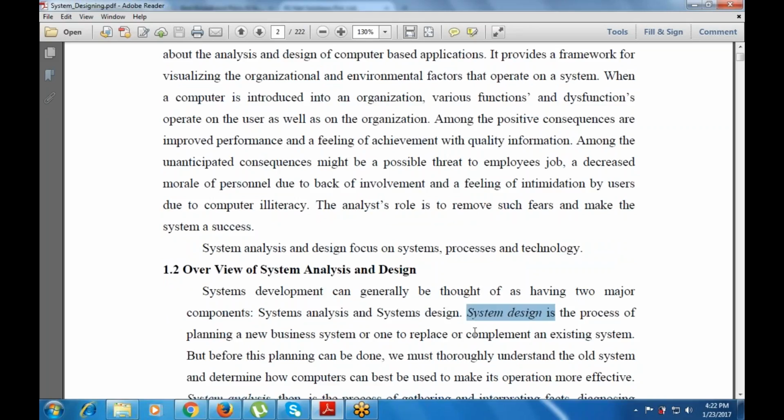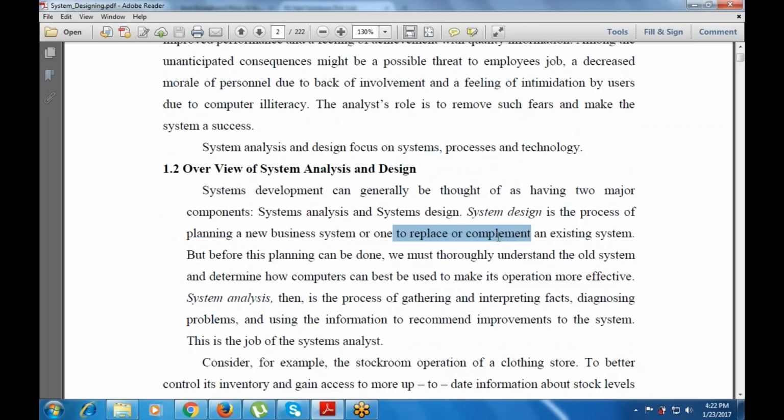System design is the process of planning a new business system or one to replace or complement an existing system. Whatever existing system is available is part of the designing. But before this planning can be done, we must thoroughly understand the old system and understand how computers can best be used to make its operation more effective and more successful.